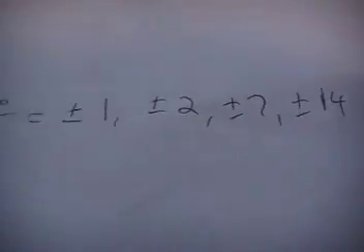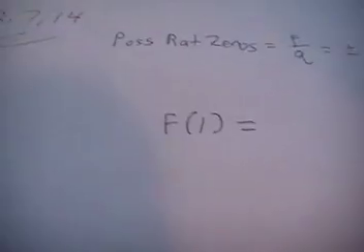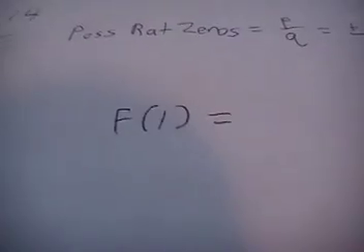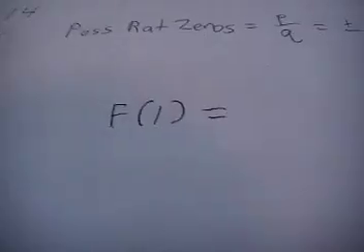And the process I usually do is I start with the easiest one, positive 1. I'm just going to find f of 1. So this is like the last section. If I do f of 1 and the answer is 0, then yes, 1 is a 0. If it's anything but 0, then it's not a 0.